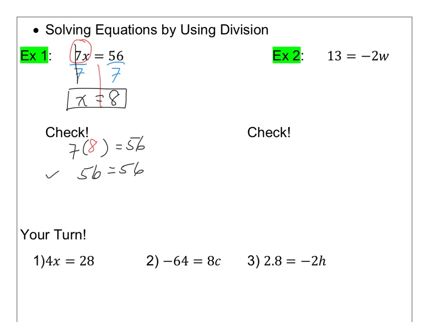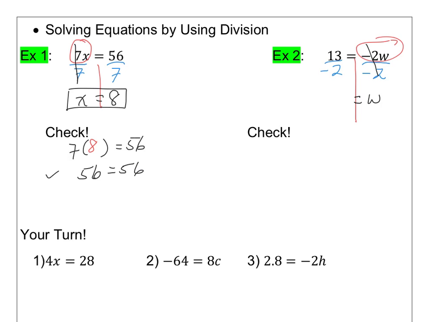Example 2. This time your variable's on the right, and your coefficient's negative. So we have negative 2 times w. To undo that, we need to divide the left side by negative 2 and the right side by negative 2. So here's our brick wall, and remember, we are concentrating on that side of the equation because that's where your variable is. On the right side, the negative 2's cancel, and you're left with a w.